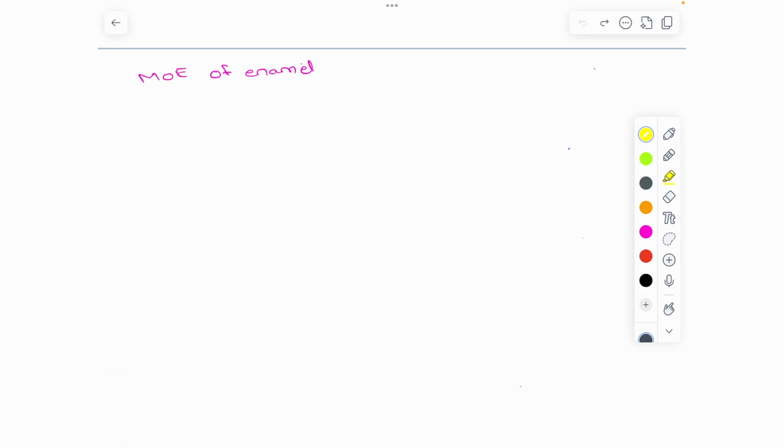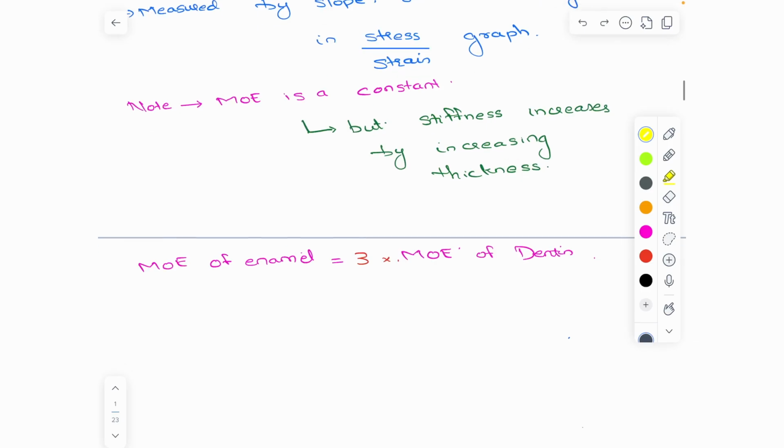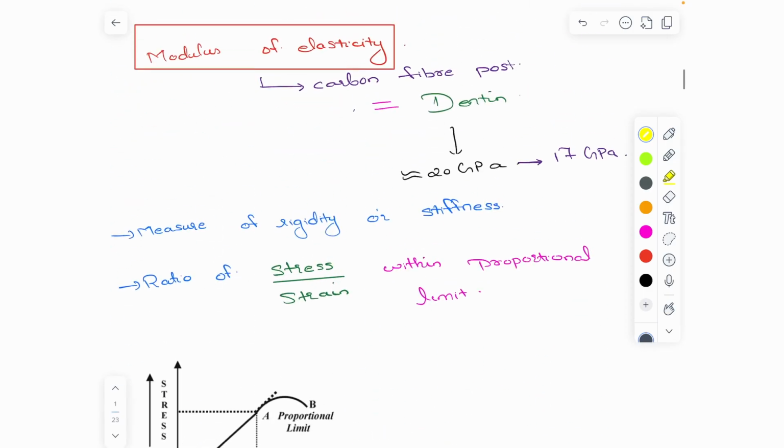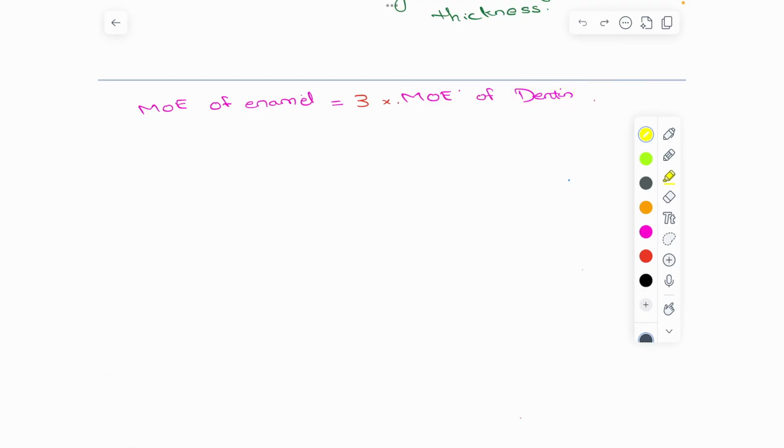Okay, now one more point. Modulus of elasticity of enamel is 3 times that of modulus of elasticity of dentine. Okay, this is an MCQ which you should be knowing. Again, when we said equal to modulus of elasticity of dentine, which is the same as modulus of elasticity of the question which was carbon fiber post, which is equal to 20 GPa or 17 GPa.